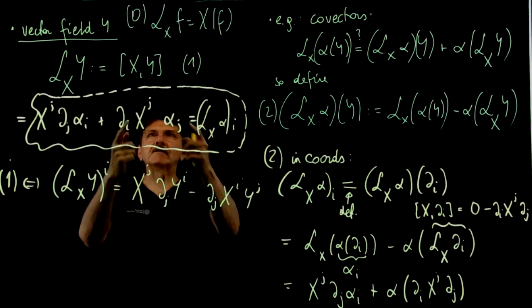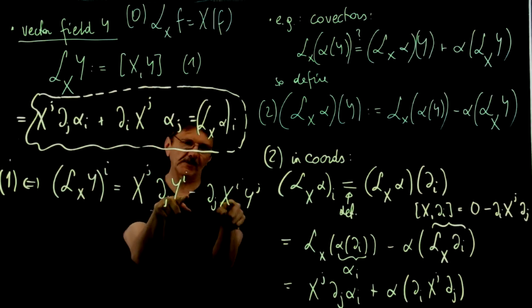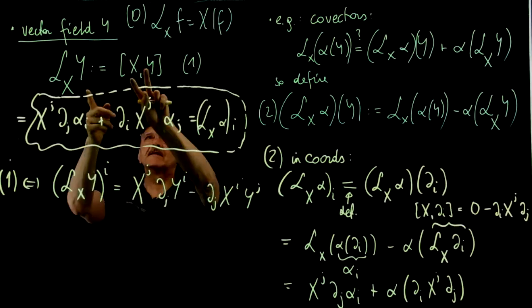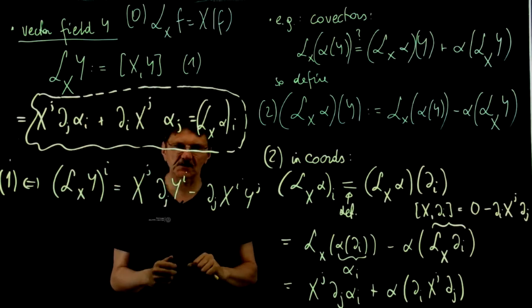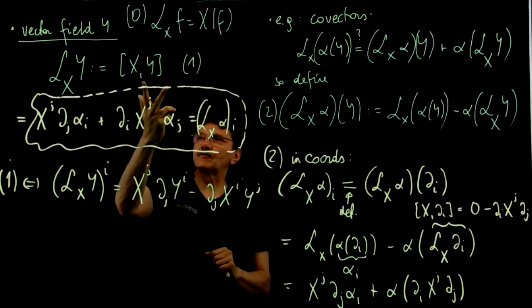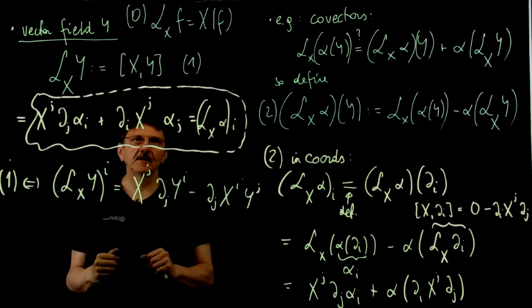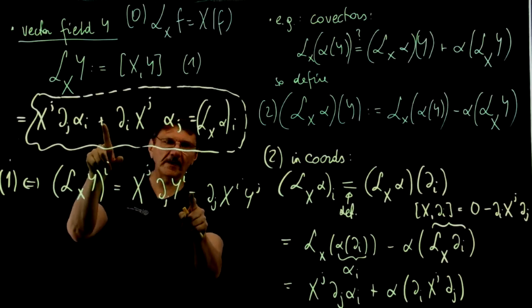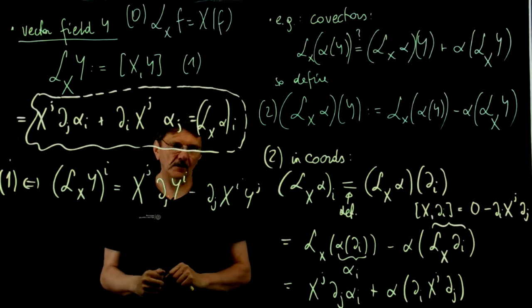So that's my way of remembering this: you have to change the sign. The Lie derivative is anti-symmetric, so I remember that the sign is minus here. The sign has to be minus because the Lie derivative changes sign when I exchange x and y, or the Lie bracket changes sign. And I know that when I'm going to a one form, I have to change the sign compared to this.